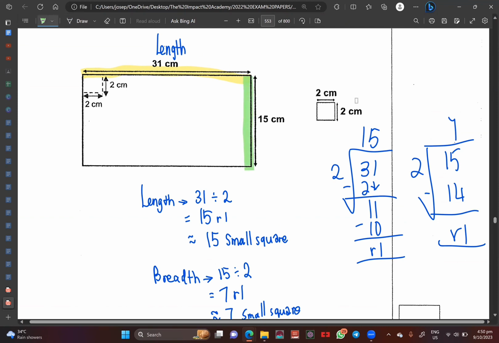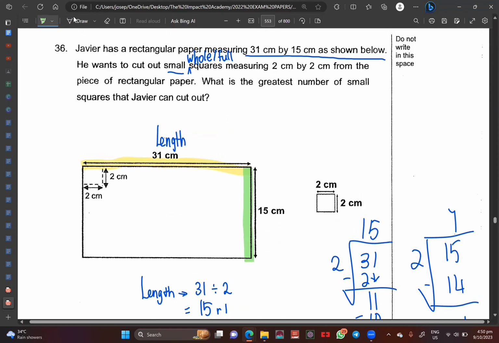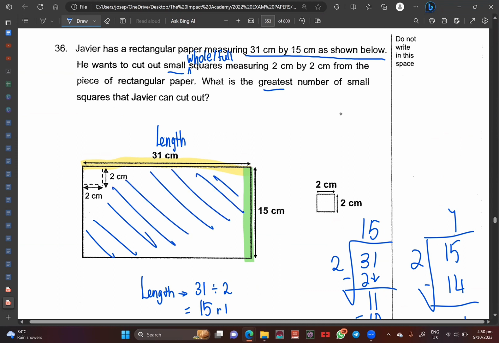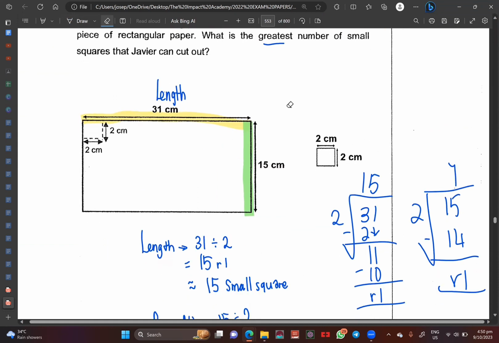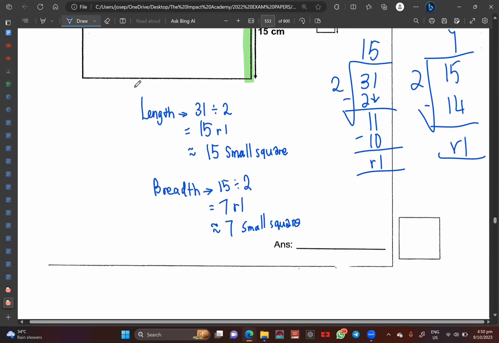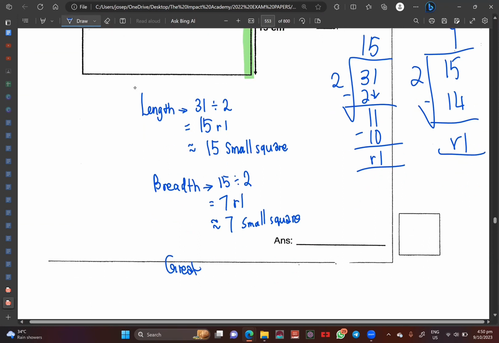Is that all the squares that I have? No, you must remember, what is the question asking you? The greatest, that means how many squares can I put over here? When I highlight or shade what is inside, isn't it true that I'm asking you for the area? You agree or disagree? So all I need to do over here, I just say the greatest number of squares will be 15 times 7. Am I making sense here? Why is it 15 times 7? Because I want to find the area. You agree so far?